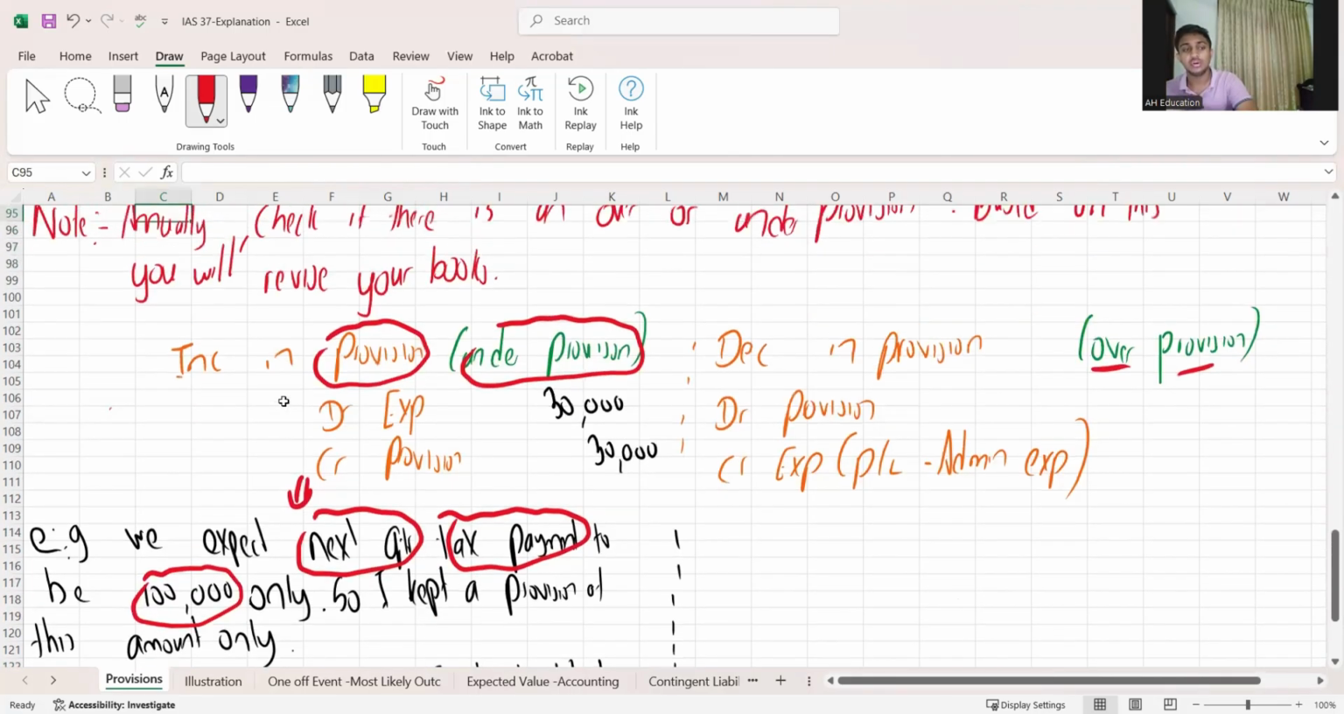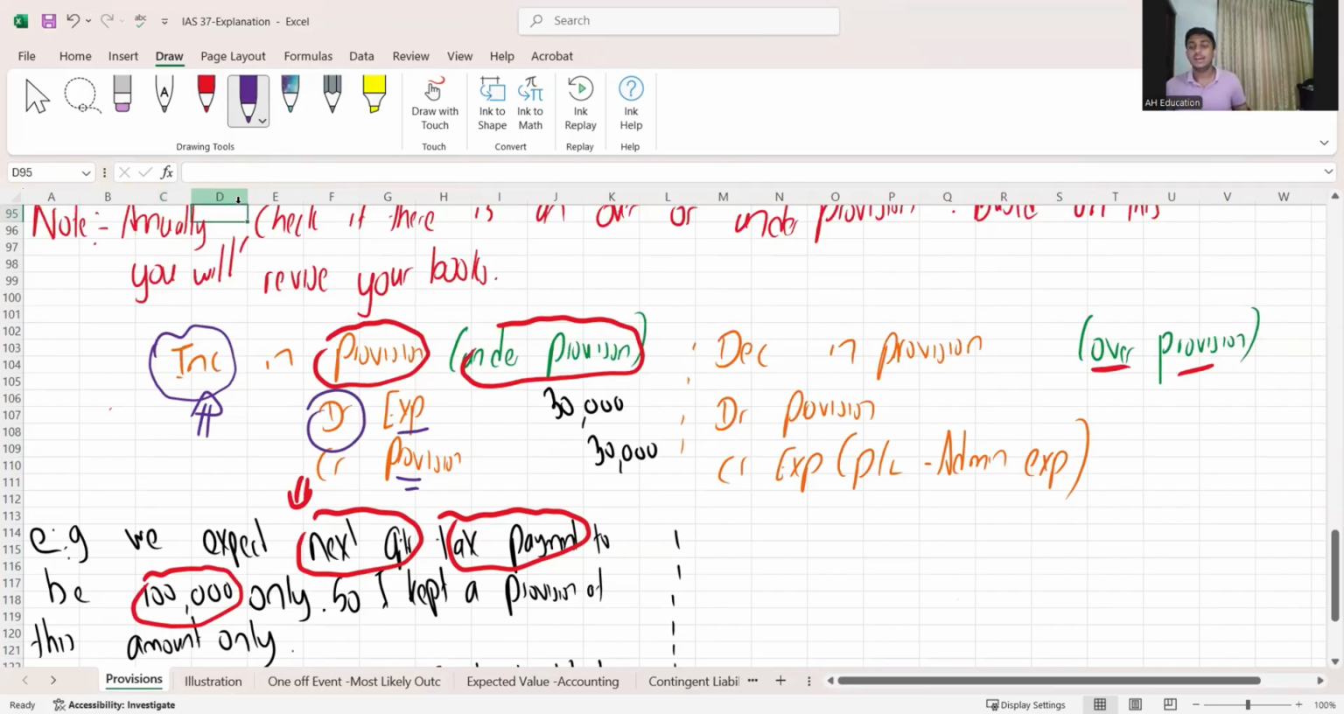So what you all need to do? You all need to go and increase the provision. Why? Because last year you all only provisioned for 100,000, expecting that 100,000 is the only amount that you all need to pay for tax. But in a real life scenario, you all found out you all need to pay 130,000. So you all have done an under provision. So you all need to go and increase the provision. How will you all increase? Simply debit your relevant expense and you credit your provision.